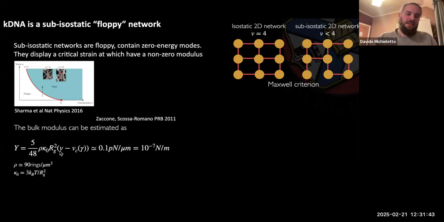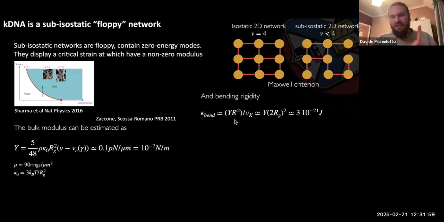And then there is this factor here, which is order unity, which is essentially how far you are from the isostatic point. And this gives us more or less 0.1 piconewton micrometers, which is 10 to the minus 7 newton meters. Remember this number, because the bending rigidity you can estimate by the Young modulus times the thickness of the network, and the thickness of the network is more or less 100 nanometers, a little bit more, but you get something on the order of 10 to the minus 21 joules.